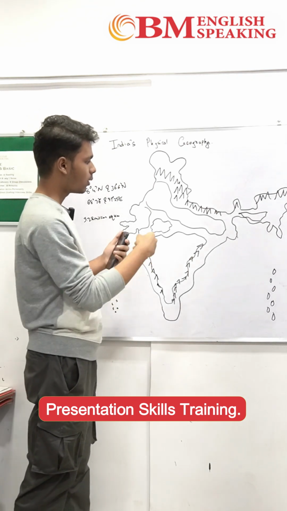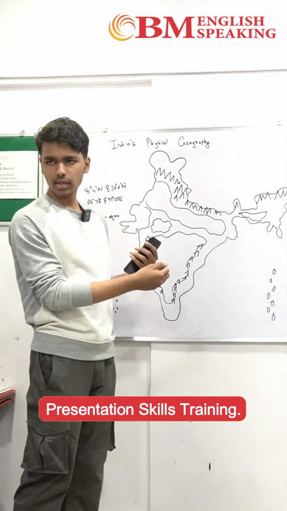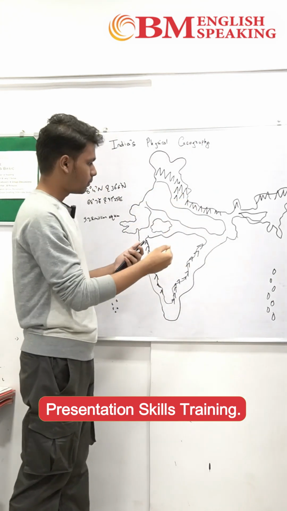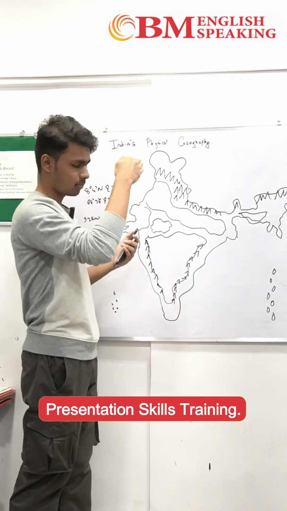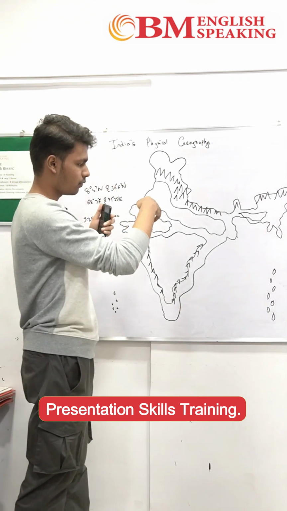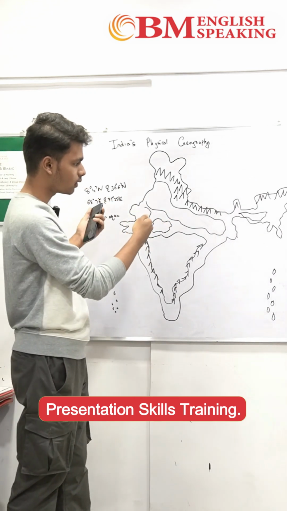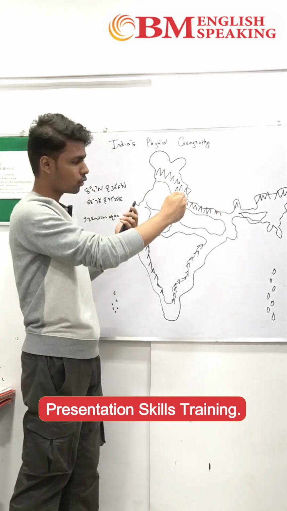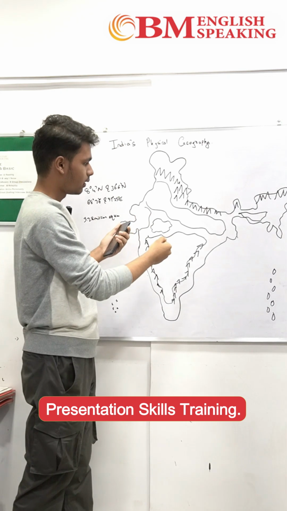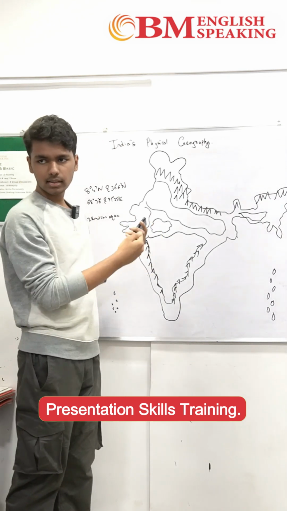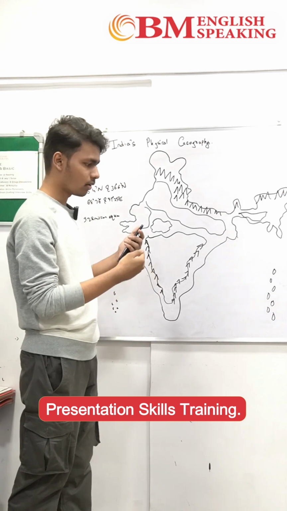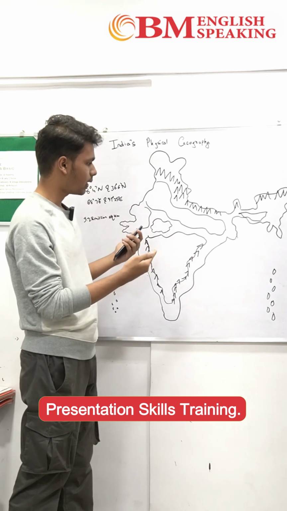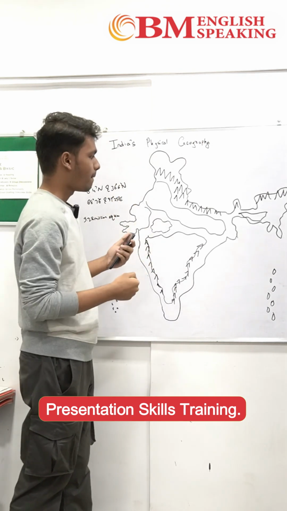Then we come over to the northern plains, which stretch from Punjab to Assam. The northern plains were formed due to the Indo-Gangetic plate hitting into the Himalayan plate. So that is why the northern plains were formed, and they are riddled with many rivers such as Ganga, Brahmaputra, and the Indus River as well.